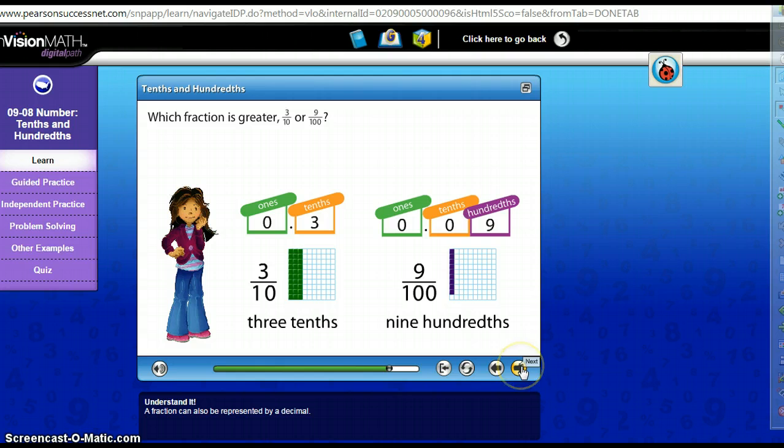Isn't 9/100 an equivalent fraction to 3/10? No. To be equivalent, you would have to be able to divide the top and bottom by 3. If you divide the top and bottom by 3, you do get 9 divided by 3 is 3. 100 divided by 3 is not 10. Okay. The fraction 3/10 is greater.